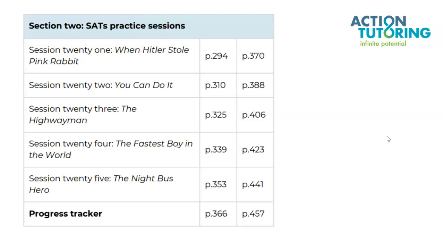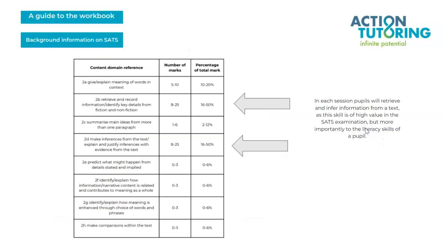The workbook also includes background information on SATs, which is relevant to how we have chosen to put together our sessions. The Key Stage 2 reading content domains set out the relevant elements from the national curriculum that are assessed in the English reading test. As you can see, each domain carries a different weighting in terms of marks. Our sessions are built to specifically align with this mark distribution.